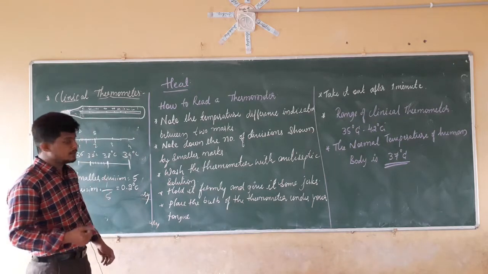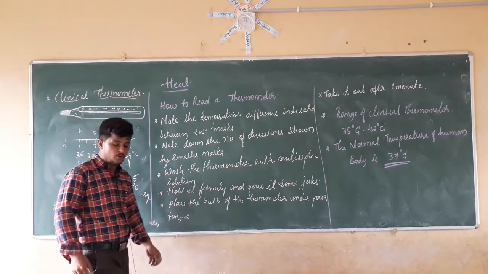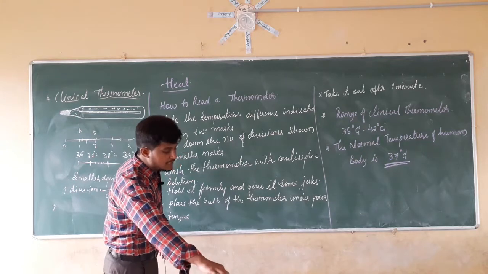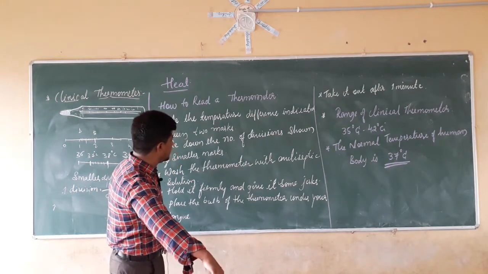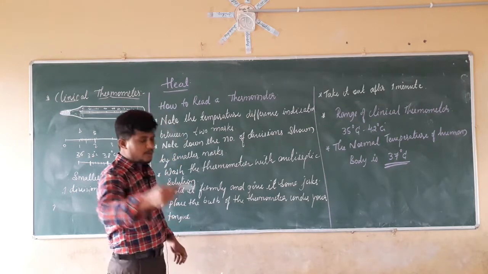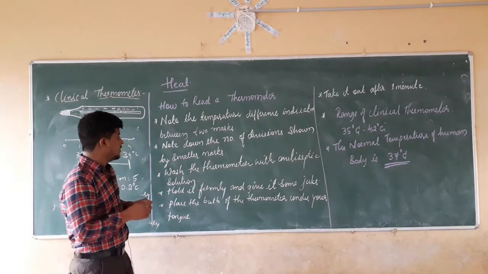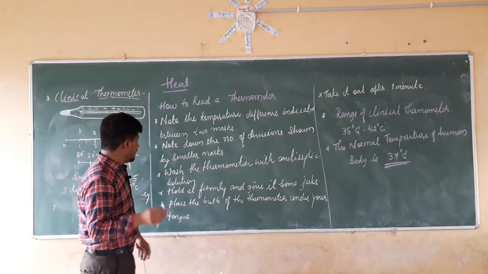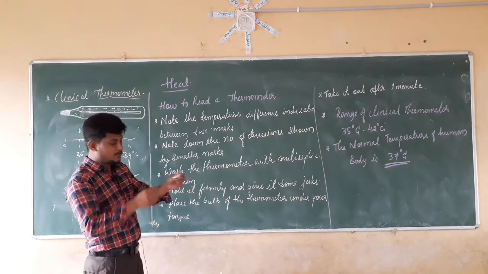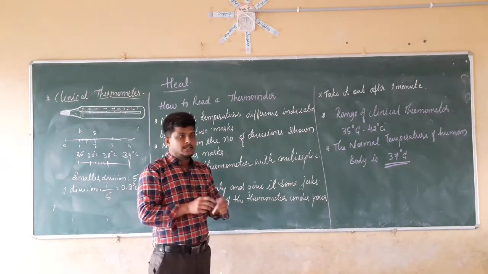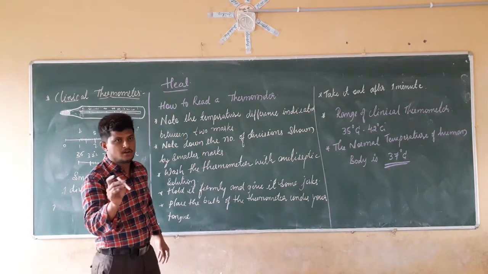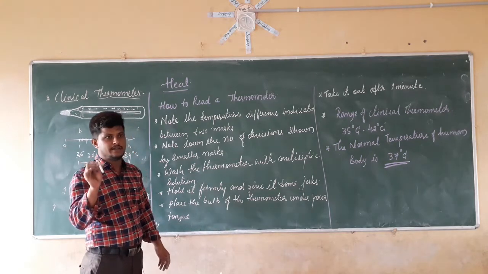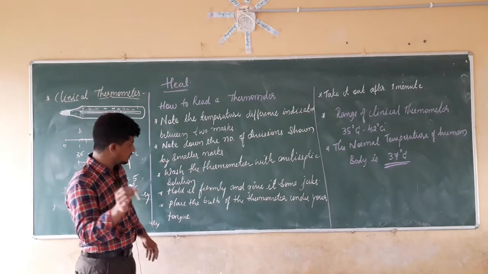Next, the fourth thing. What do we have to do? We have to hold the clinical thermometer firmly. Let this be the clinical thermometer. We have already checked the scale and the divisions. We have already washed the thermometer with antiseptic solution. It doesn't have any bacteria or microorganisms now. It is ready to use.